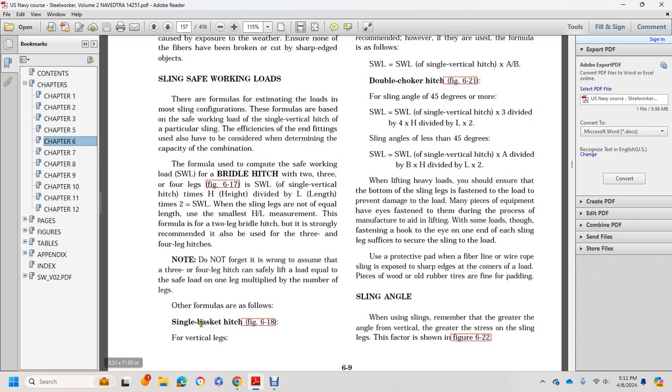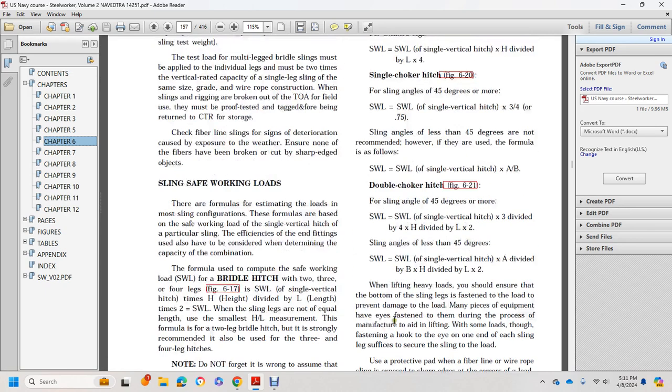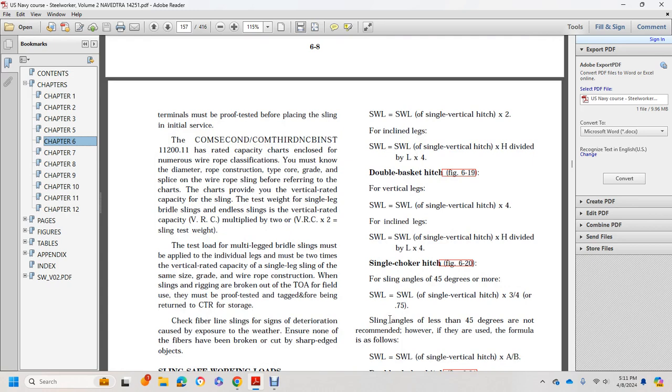Other formulas are as follows. Single basket hitch, figure 618. For vertical legs, safe working load equals single vertical hitch times 2. For a single inclined leg, safe working load equals single vertical hitch times the height divided by the length times 2. Double basket hitch, figure 619. For vertical legs, safe working load equals single vertical hitch times 4. For inclined legs, safe working load equals single vertical hitch times the height divided by the length times 4.